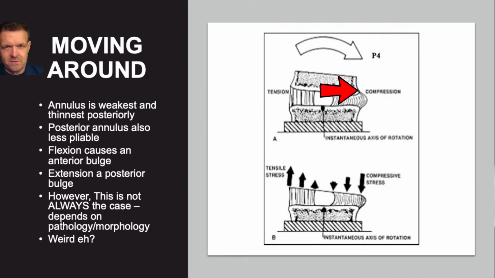So even though this information is out there, and this is the usual way that a disc will move, it's not always the case. Okay, so it depends on a lot of things. So it depends on if there's any pathology. It depends on the specific morphology, so the characteristics of that person's spine, it may move in a completely different way. And this is why it's impossible to say bend forward disc, bend backwards facet. There are so many factors involved that that is just way too simplistic.